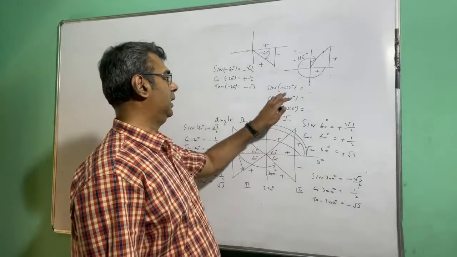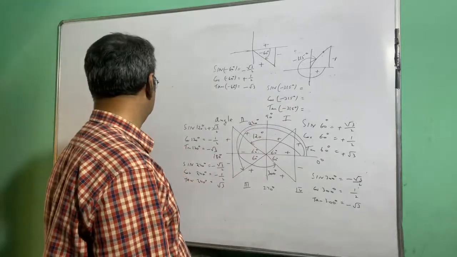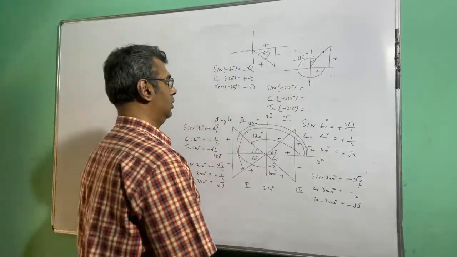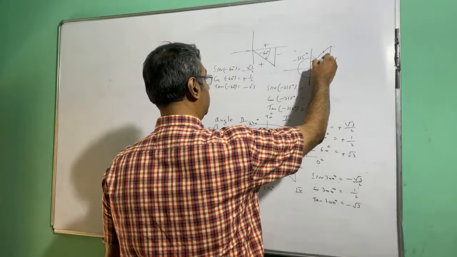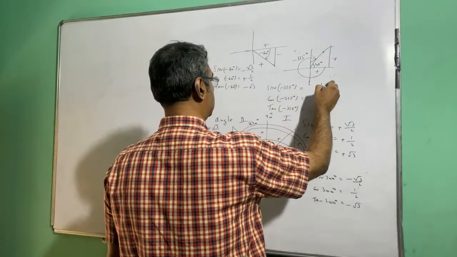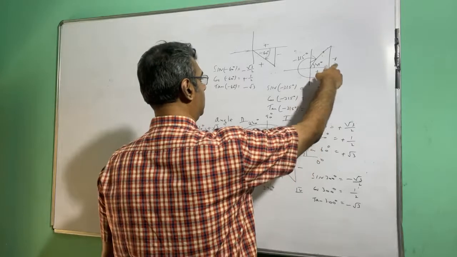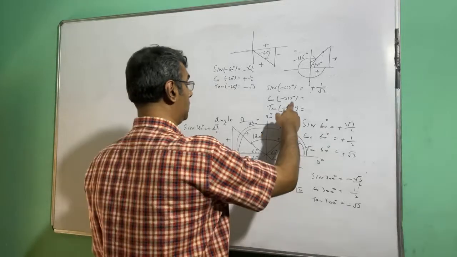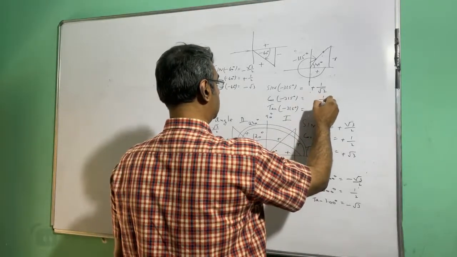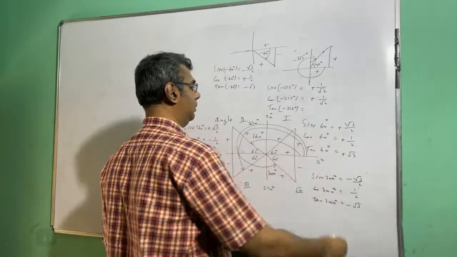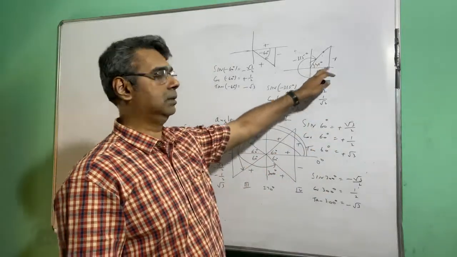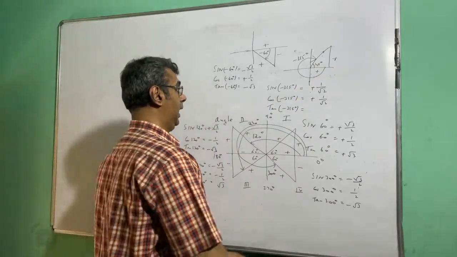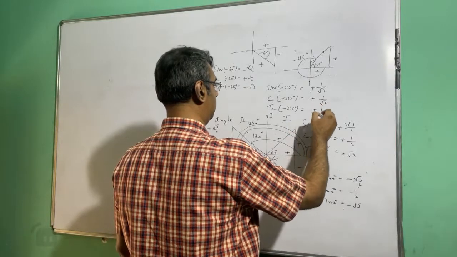So suppose you want to find sine minus 315 degree. So minus 315 degree will be in the first quadrant. And the corresponding angle over here will be 45 degree. So the answer will be the same as sine 45. And over here perpendicular base both are plus, so plus 1 by root 2. Cos minus 315 degree. This time also it will be plus 1 by root 2 because it is corresponding to 45 degree and perpendicular base both are plus. And tan minus 315 degree, this will be 1.